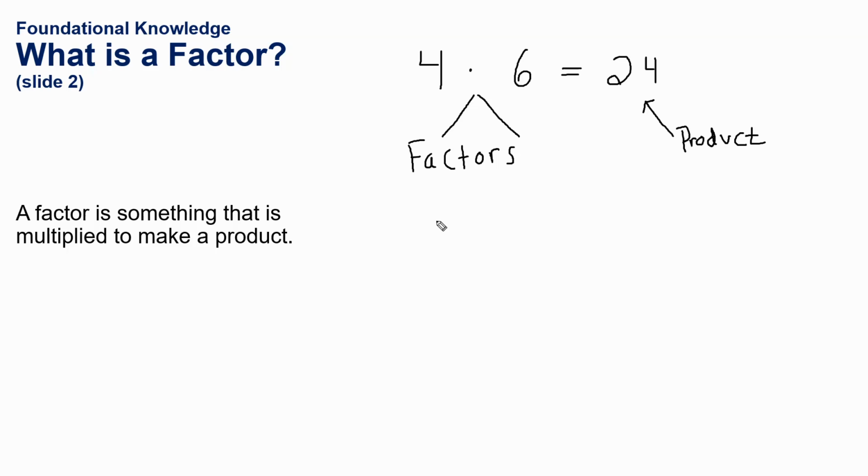Other examples of this include 2 times 12. These two numbers are then factors of 24 as well. So these are factors. Now, when we factor, we are breaking something apart, the number 24, into pieces, 2 and 12 and 4 and 6, that multiply back together here.